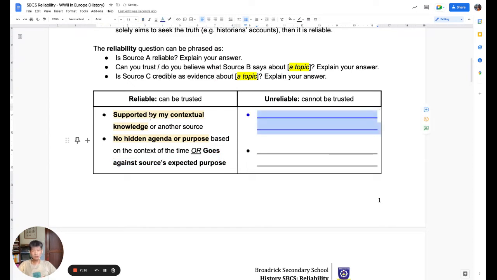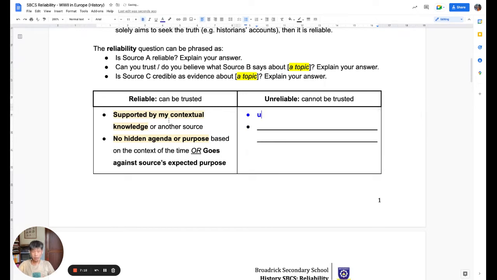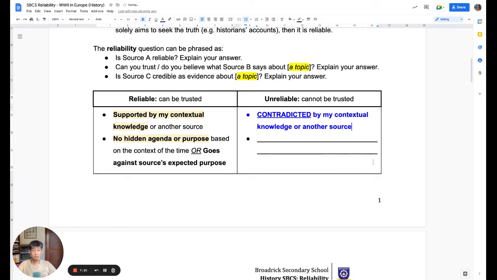If a reliable source is supported by contextual knowledge, an unreliable source is contradicted by my contextual knowledge or another source. Please write this down in your worksheet.